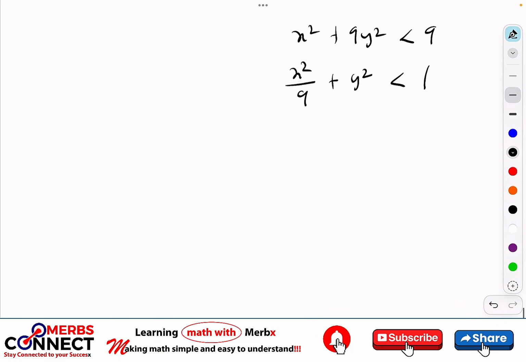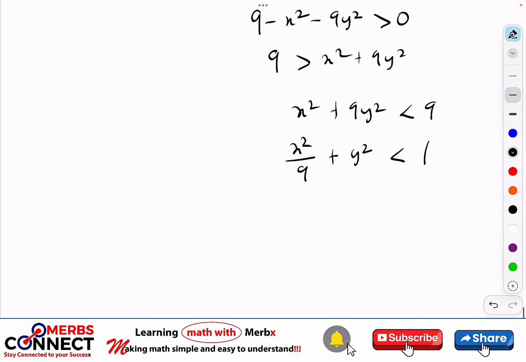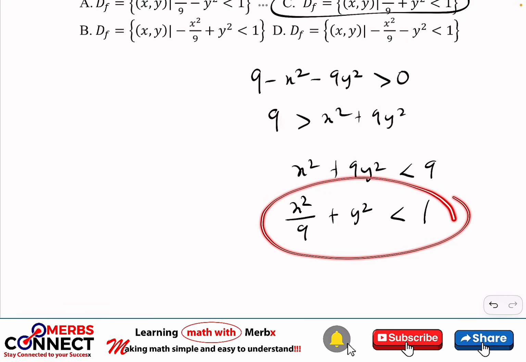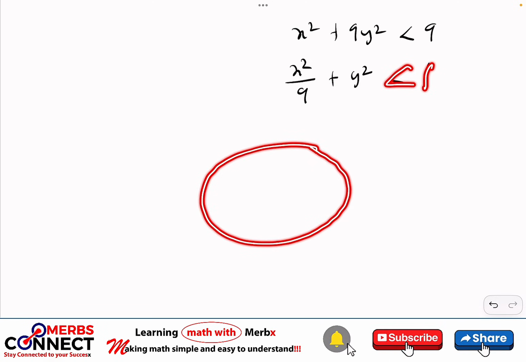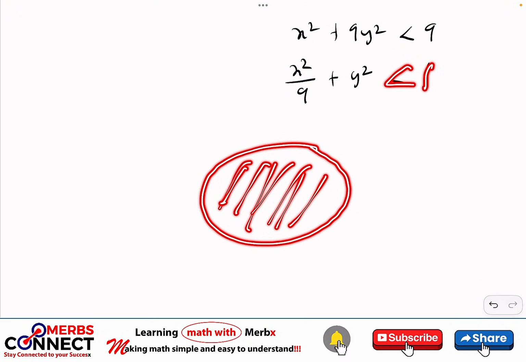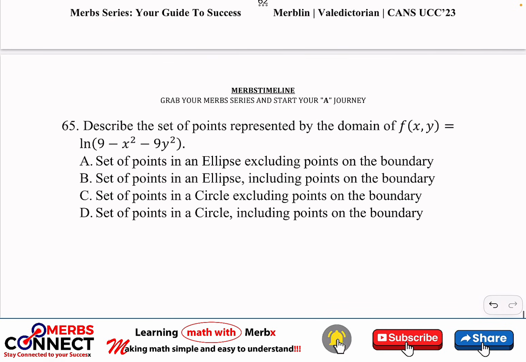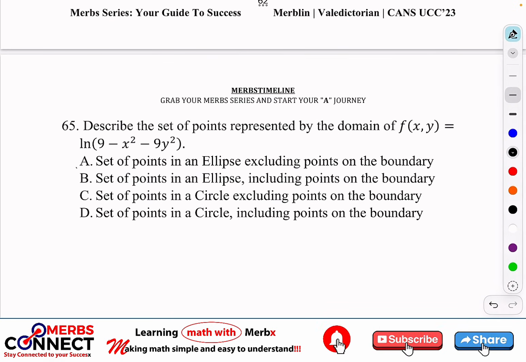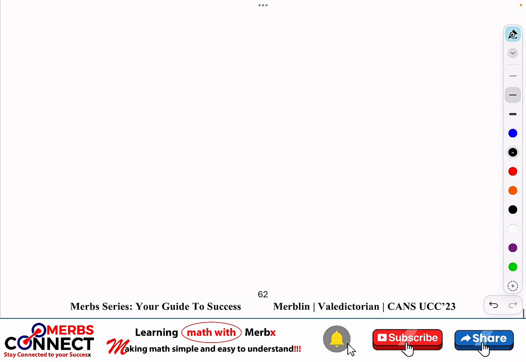Right. Few questions to go. Describe the set of points given by the domain. Okay, that's what we just did here. As I told you, this is an ellipse. Since this one is less than 1, it's going to be something like this. And we are going to be shading in, but because this is strictly less than, we are not going to include the boundary. So we are going to say that this is the ellipse excluding the boundaries, right? That's basically what is going to happen when we sketch the graph from here.